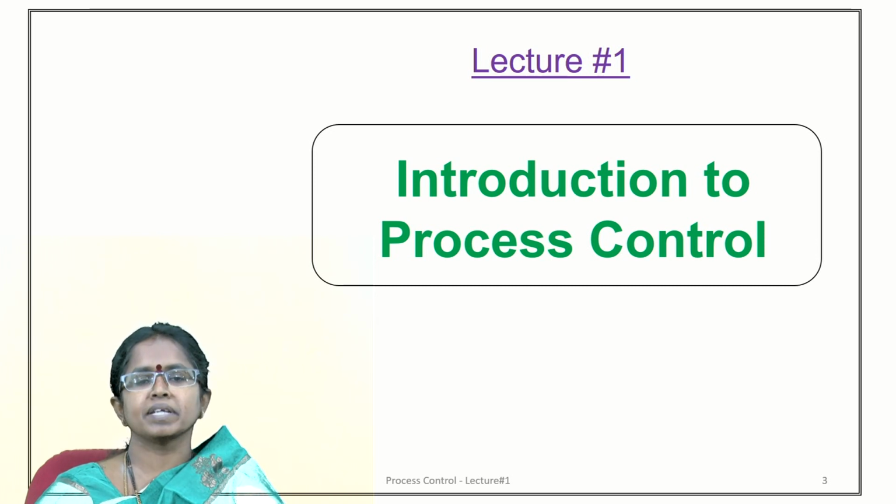That is, what is meant by plant or a system or a process, what is meant by control and what is meant by process control, what are all the hardware elements present in a typical process control loop, and while designing a process control loop, what are all the basic requirements needed. These are all the things we are going to discuss in lecture 1.